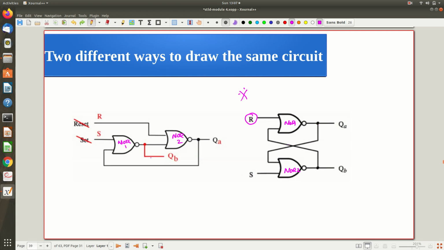Let me use some different color for you. See this set input and reset input, that is clear for you right now. The output of the first NOR gate is given as input to the second NOR gate, right? The output of NOR gate 1 is given as input to NOR gate 2. Similarly, the output of NOR gate 2, this QA, is applied as input to NOR gate 1. So the output of NOR gate 2 is applied as input of NOR gate 1.